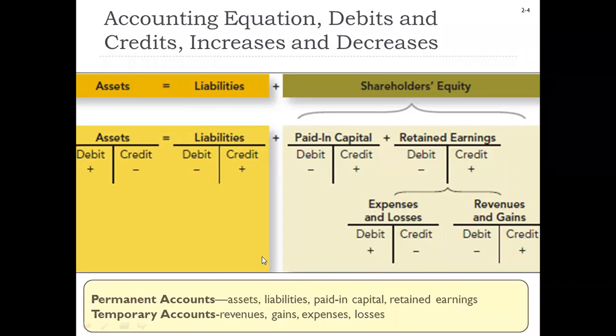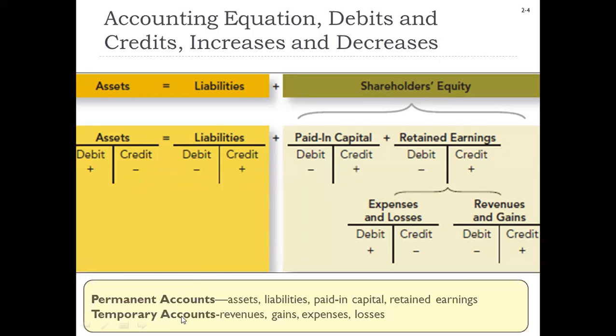So you've got to know these rules of debits and credits. You should know when do you debit increases, when do you credit decreases, etc. Okay, so you should know these rules for increasing or decreasing debits and credits. Down at the bottom here it mentions permanent accounts and temporary accounts.